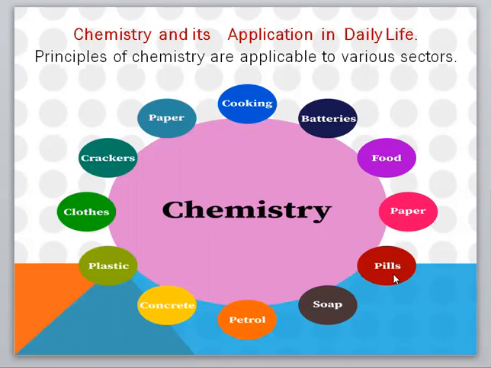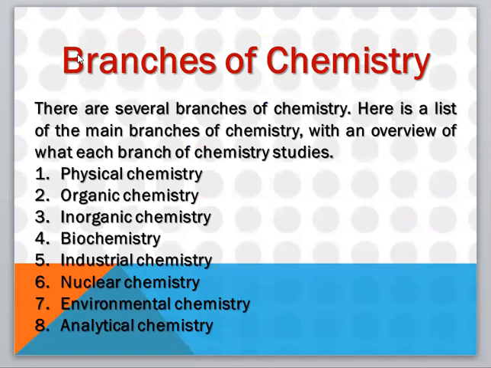Paper industry, pills, soap, petrol, concrete, plastic, clothes, cracker, all are chemistry. Branches of chemistry. There are various branches of chemistry. Here is a list of main branches of chemistry and an overview of what each branch of chemistry studies.